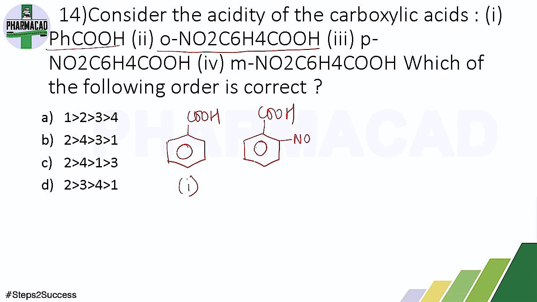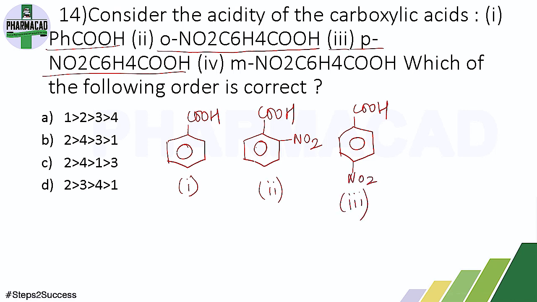The third is para-nitrobenzoic acid. So benzoic acid, and on the para position there is nitro. This is the third one. And the fourth one is meta-nitrobenzoic acid. Benzoic acid, and on the meta position there is nitro. So this one is the fourth one.